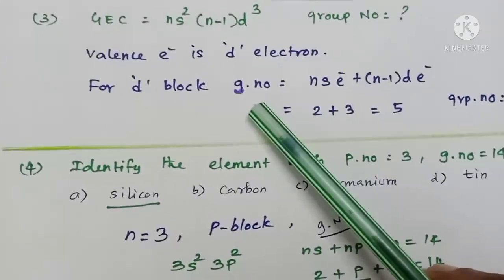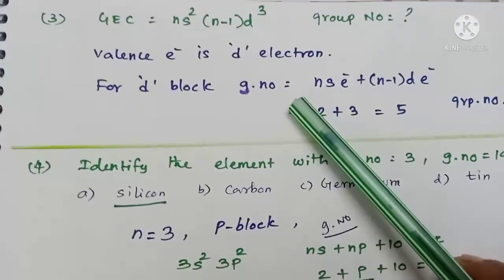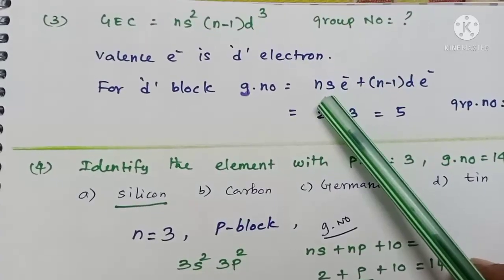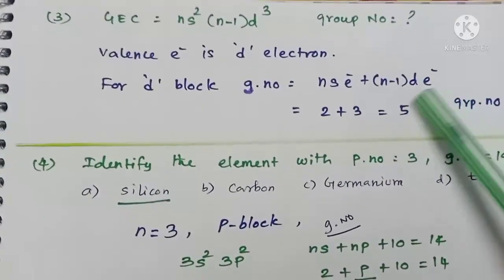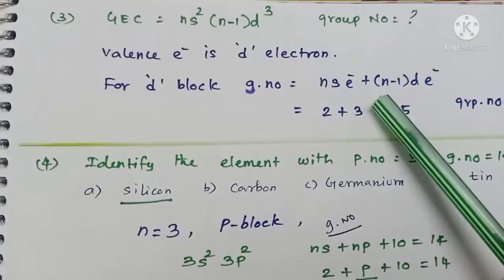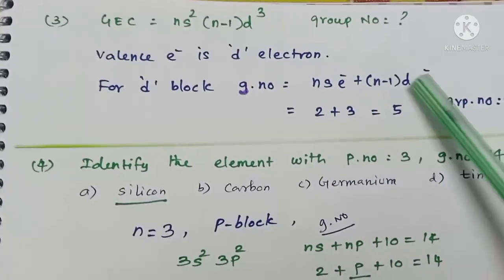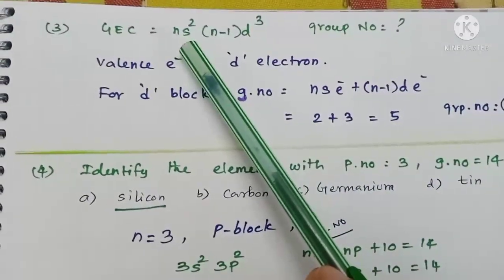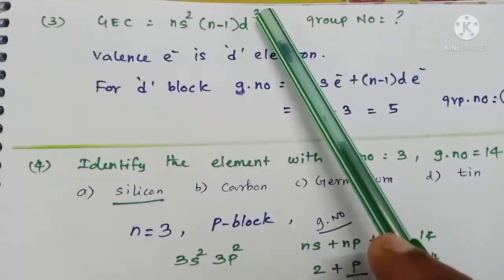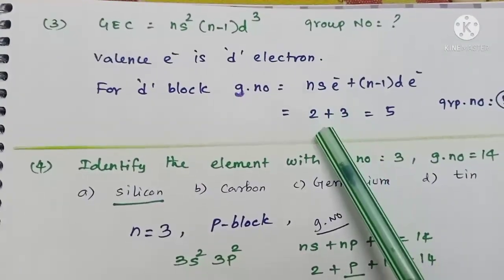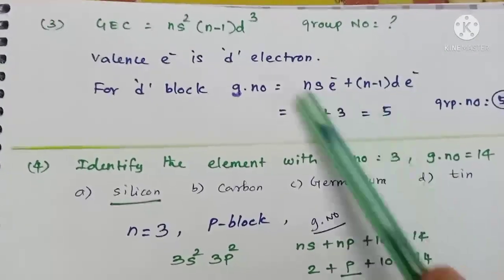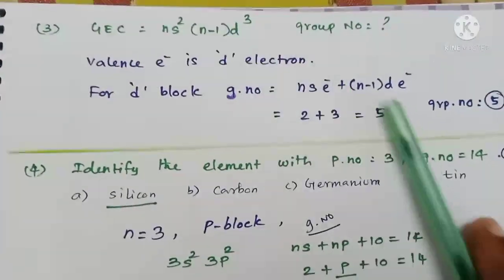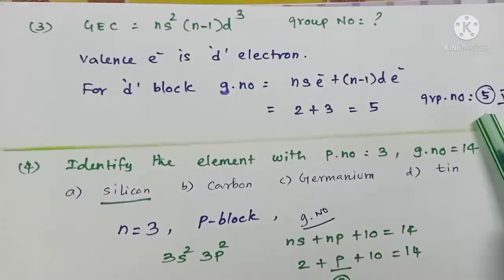The formula for identifying group number in the case of d block is the number of s electrons plus the number of d electrons, that is ns electron number plus (n-1)d electron number. Here in the general configuration there are 2 s electrons and 3 d electrons. So 2 plus 3 is equal to 5. So the element with this configuration probably belongs to group number 5.